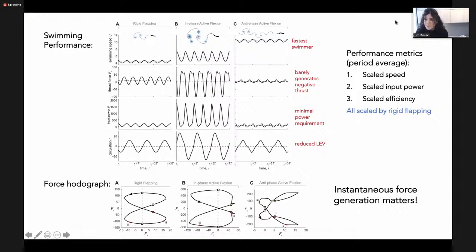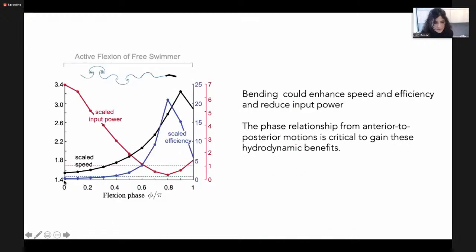I mentioned a lot how it's important to look at the instantaneous force generation, but now I'm going to look at performance metrics that are all period average. I'm going to take the period average speed, the period average power, and define a period average efficiency. I'm going to scale all these quantities by the control case, which is the case where the flapping is rigid. So from now on, anytime I talk about speed, I really mean speed scaled by the control case, or efficiency scaled by the control case. And I'm going to look at how these quantities vary when we change this flexion phase phi between anterior and posterior.